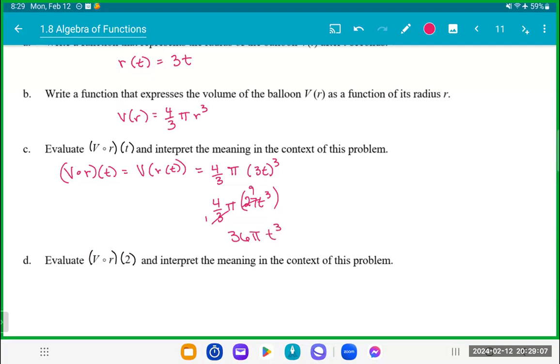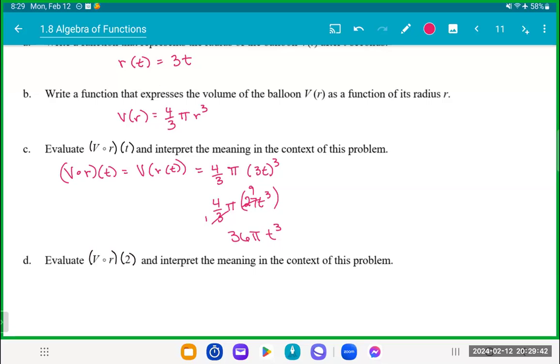And so what does this tell me? It tells me what the volume of the balloon is at time t. So if I plugged in time 1 second after I started blowing it up, I could tell how much air is in the balloon. If it's 10 seconds after I started blowing the balloon up, then when I substitute in 10 for t, that would give me the volume of air in that balloon. Okay, question.